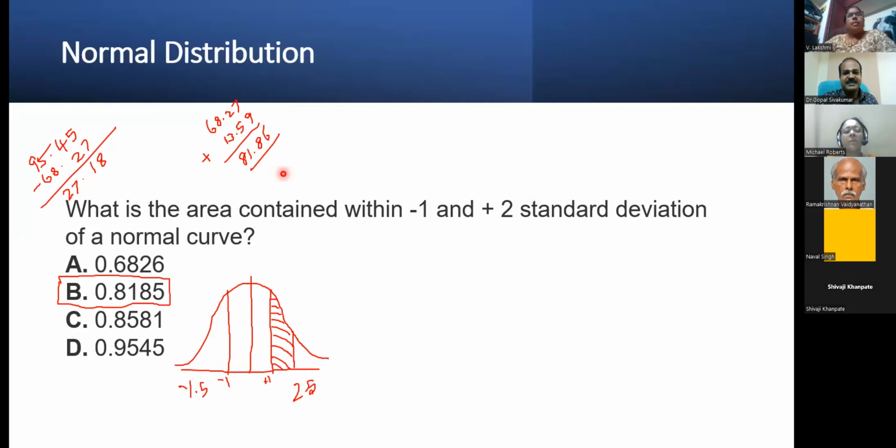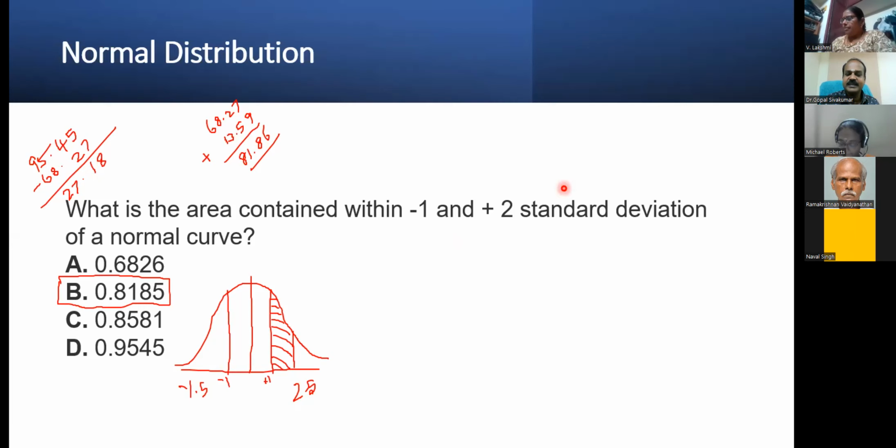+1 and +2 is half of 68.27, sir. That we already discussed. So what is the answer? Workings are also available. 68%. Sir, it is 68.27 plus 13.4 of the other one. No, all of you got to understand my question. What is the area contained within +1 and +2 standard deviation of a normal curve? +1 and +2.